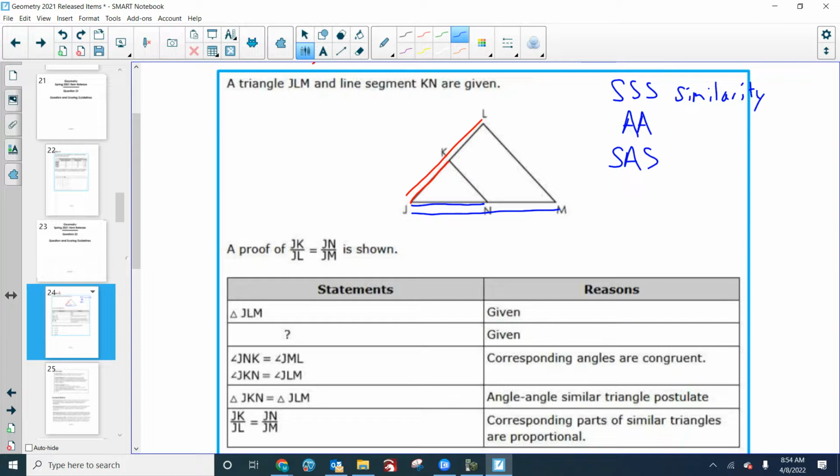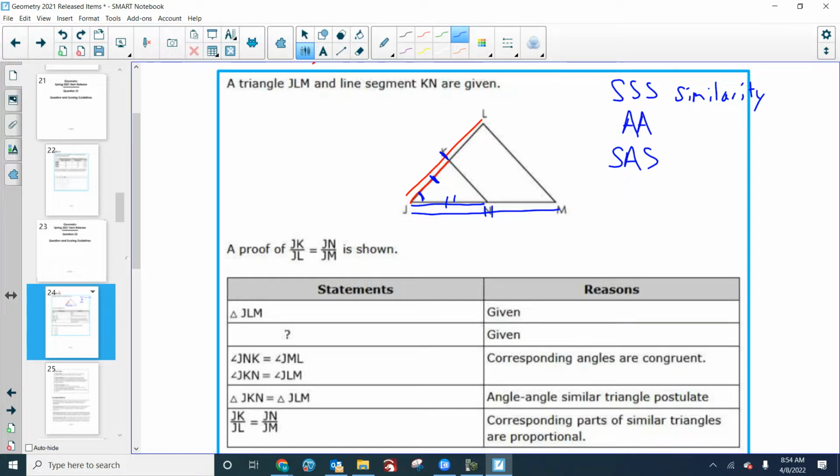So SAS would mean this side is proportional to this side. This angle in the little triangle is congruent to the angle in the big triangle, which it's overlapping. It has to be by the reflexive property. And then this side in the little triangle is proportional to this side in the big triangle, okay? So all they're asking us to do is follow along and fill in the blanks. And they're telling us a proof of these being proportional is shown.